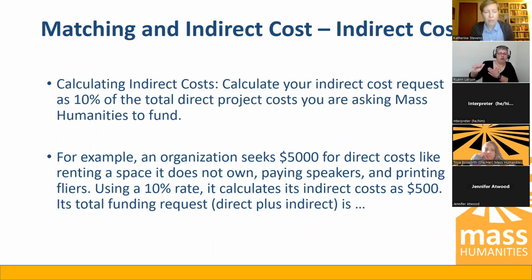That indirect plus direct cost will give us the total funding request for the organization, which will be, anyone is happy to do the math and enter it into the chat, right? It's $5,500. So that becomes the total funding request. That's the amount that should be in the amount requested field in the application form. And that's the total that will be produced on the budget sheet and the budget template.